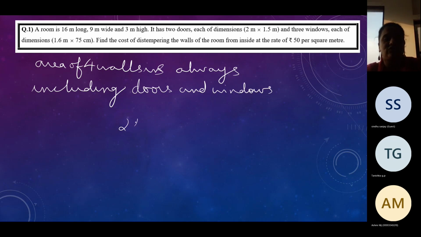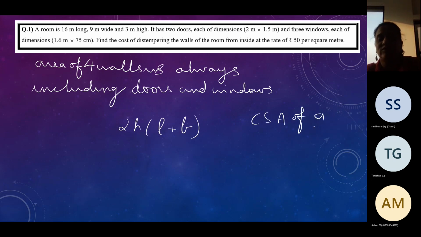What's the formula? 2h into L plus B, the curved surface area of a cuboid. The CSA of the cuboid is the area of 4 walls of a room. The total surface area will be the area of 4 walls plus the area of the floor plus the area of the ceiling. Correct? The TSA, the total surface area of a cuboid, will be the area of 4 walls plus the area of the ceiling plus the area of the floor.